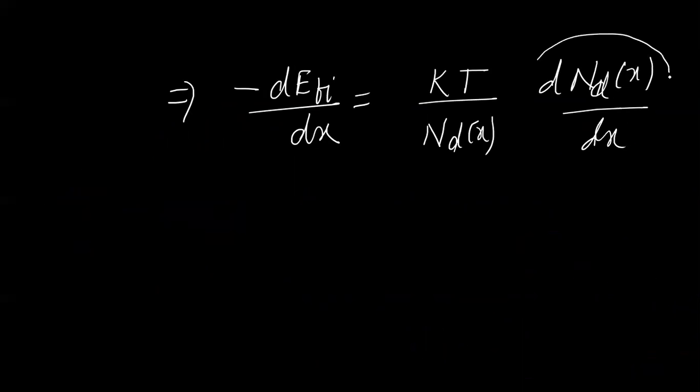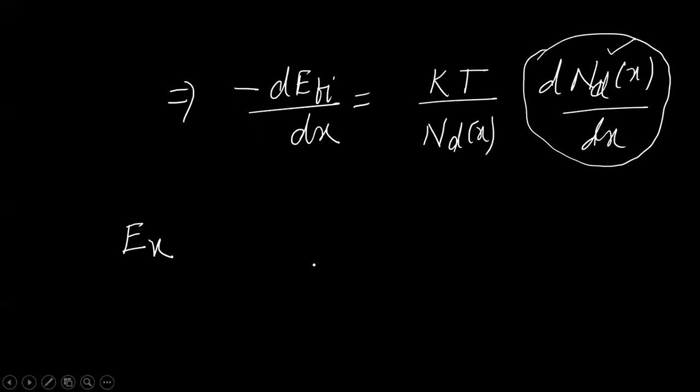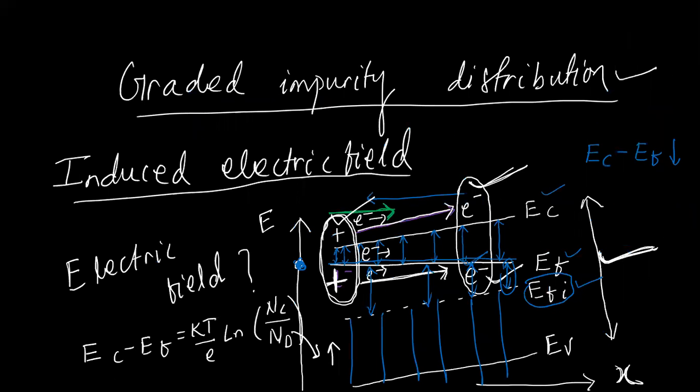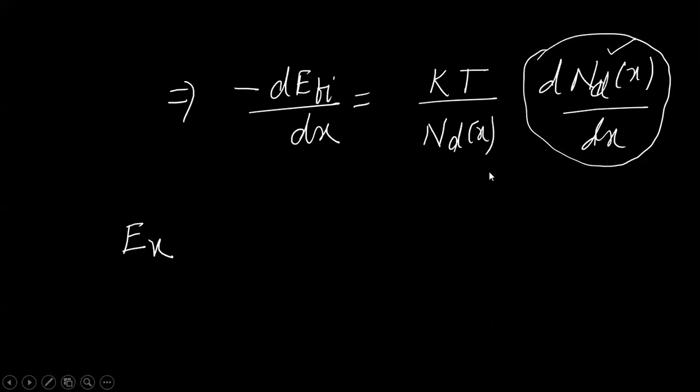Okay, this gives you the variation of the impurity distribution with respect to X, right? Let us now substitute in our induced electric field because of the charge separation, because of the mechanism of diffusion, right? There was a concentration gradient, so we said that the majority charge electrons are moving in the other direction, toward low concentration. As a result, this charge separation occurred, right?